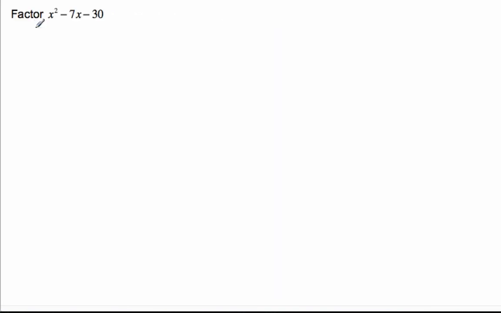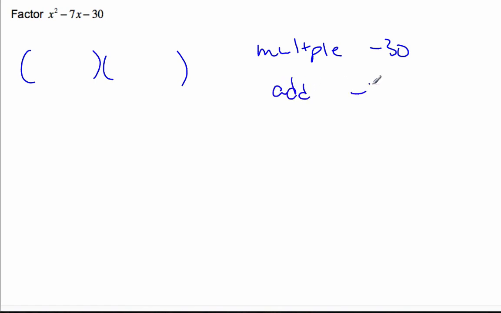Let's try another one. Okay, so I want to factor it and ask the magic question: what two numbers multiply to get negative 30 and add, or combine, to get a negative 7? Well, what numbers multiply to get negative 30? Let's think about that. Let's ignore the negative for a moment.